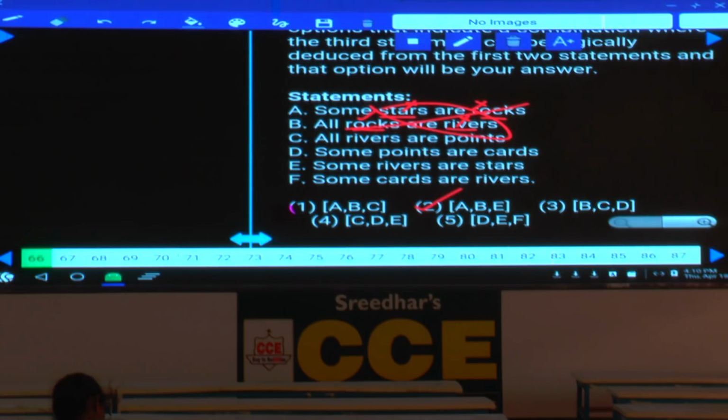On the other day, we had discussed the distribution. All A's are B's, A is distributed, A is tick, B is cross. Some A's are B's, both A and B are cross and cross. No A is B, both A and B are tick and tick. And some A's are not B's, A is cross and B is tick.